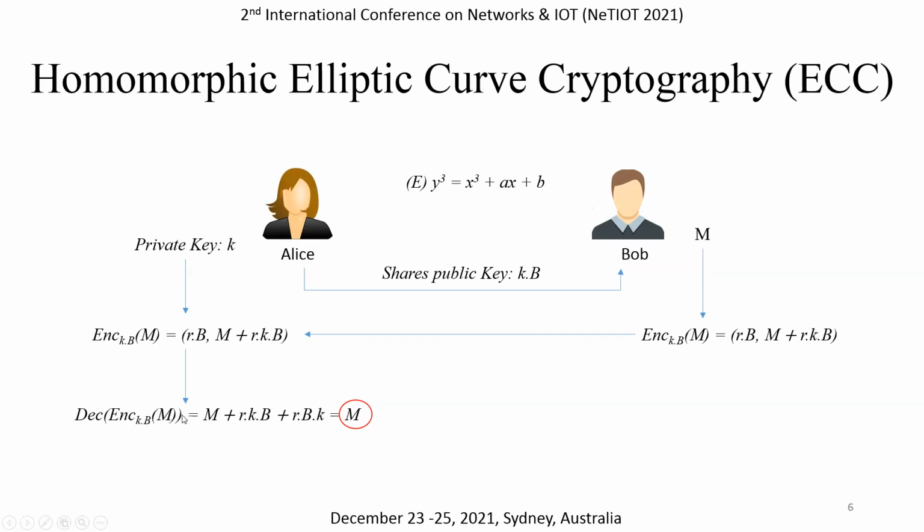In the decryption scheme, you can see this is M, and this plus means exclusive OR. So when we have this term and this term, they are eliminated, and we only have M left. That means we can decrypt the original message from Bob.